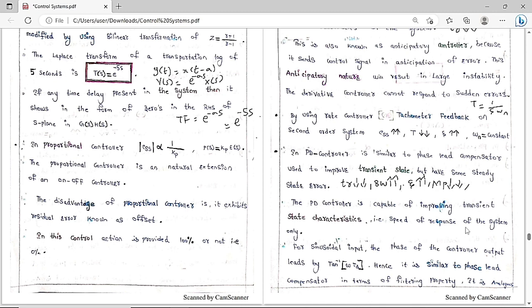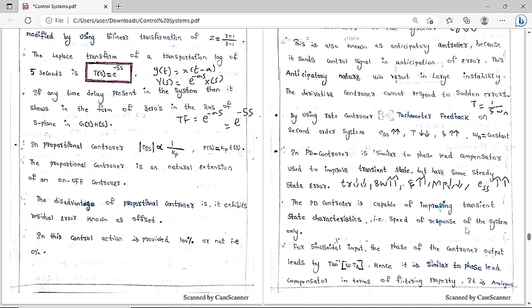And one more important point is steady state error. It is basically going to decrease. It is going to improve the transient response along with the steady state. So therefore, the steady state error will decrease. This point you always have to keep in mind.